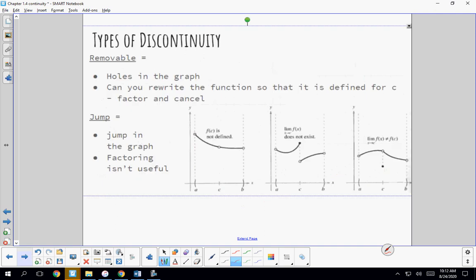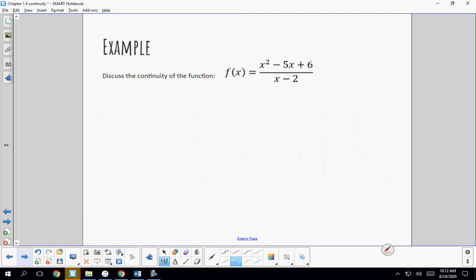So, types of discontinuity. Removable is going to create a hole. If we can factor and cancel and remove the hole, then it's removable. And that just means it's going to look something like this guy or this guy. The one in the middle is a non-removable or a jump discontinuity, and that just means we kind of have to jump from one value to continue the function. Factoring isn't going to help us here. Also, piecewise creates a possible jump discontinuity.